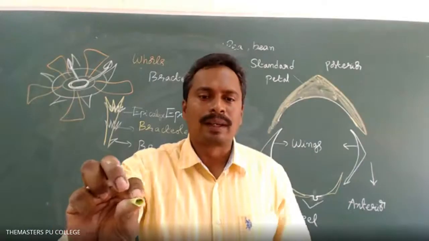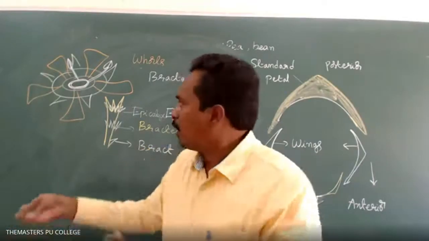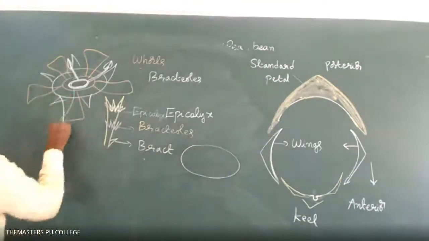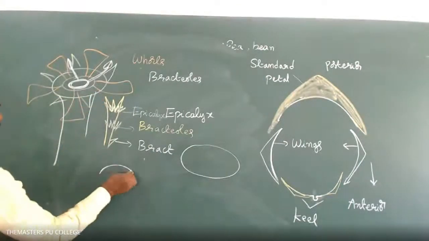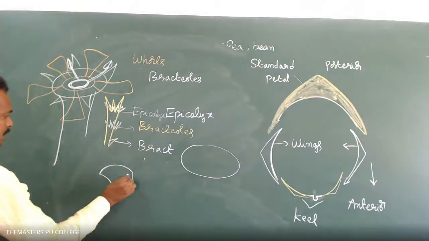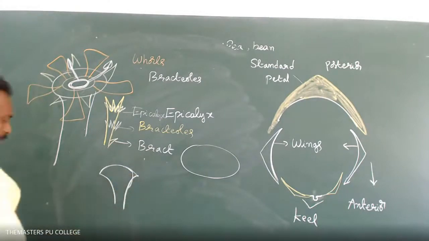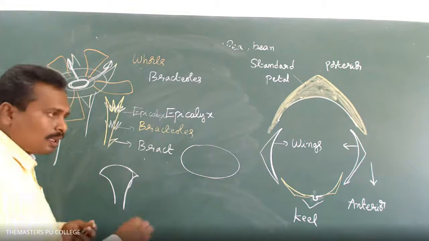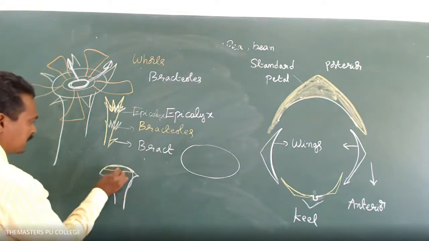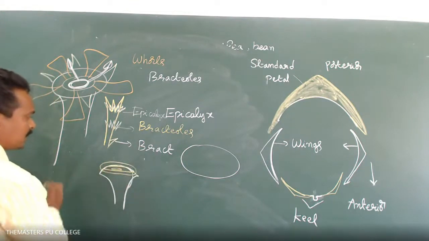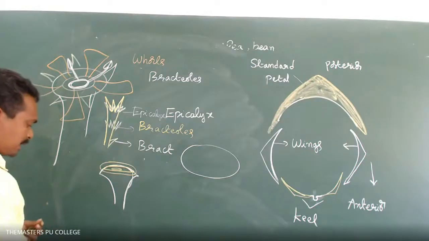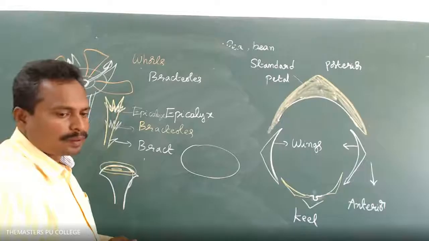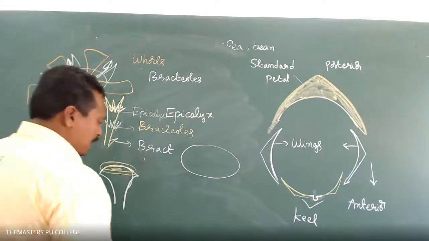It's a cyclic manner. Sir, the whorls are present on the thalamus, sir. Floral appendages are on the thalamus, on the condensed thalamus. What is thalamus? The stalk of the flower is a pedicel, and its terminal end is the thalamus. So here the thalamus consists of the whorls, the floral appendages. Is it clear? Yes, sir. Thank you, sir. You're welcome. Next, androecium.